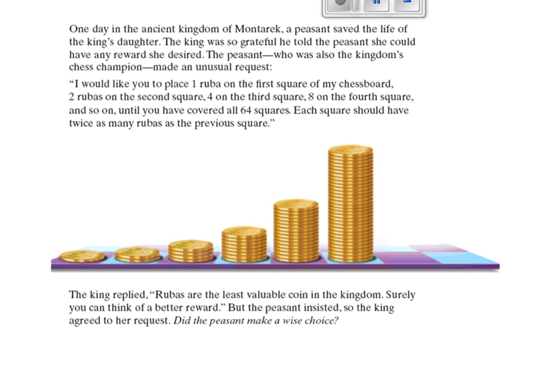The king replied, "Ah, ha, ha, ha! Rubas are the least valuable coin in the kingdom. Surely you could think of a better reward." But the peasant insisted, so the king agreed to her request. Did the peasant make the wise choice? Discuss with a neighbor. See what you think. Did they make the wise choice here? The peasant. Is this a great deal or not?